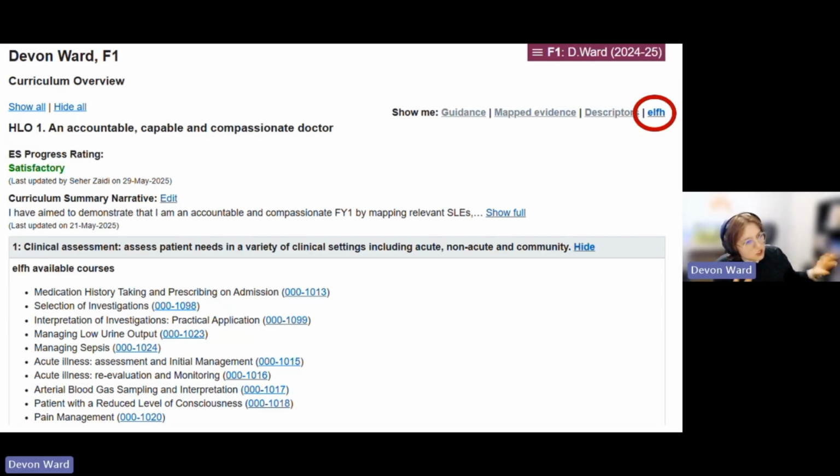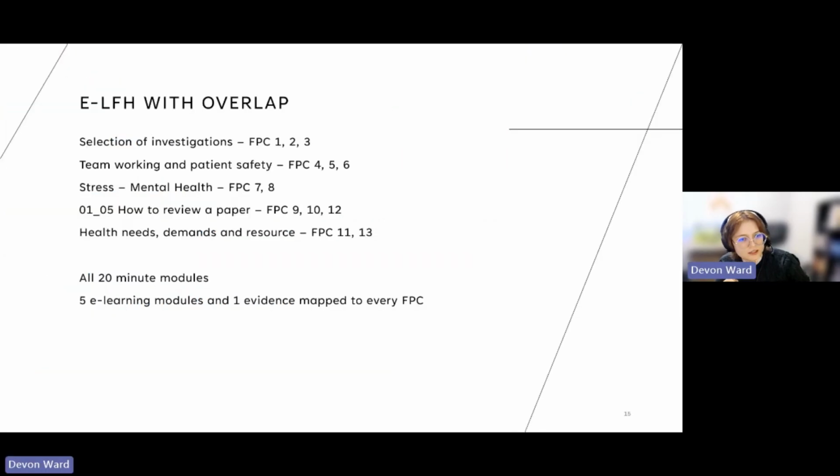What I'm trying to show here is that in the top right-hand corner, there's a big red circle where I've circled where it says ELF, which is e-learning for health, right? If you get rid of all the other things where it says show me, click off guidance, mapped evidence, descriptors, and you just click the ELF bit, the e-learning for health, it then splits all of your FPCs and shows you all possible e-learning on the e-learning for health website that you can map to those FPCs. So for example, this one here, medication history taking and prescribing on admission, is an e-learning module that you can map to FPC1.